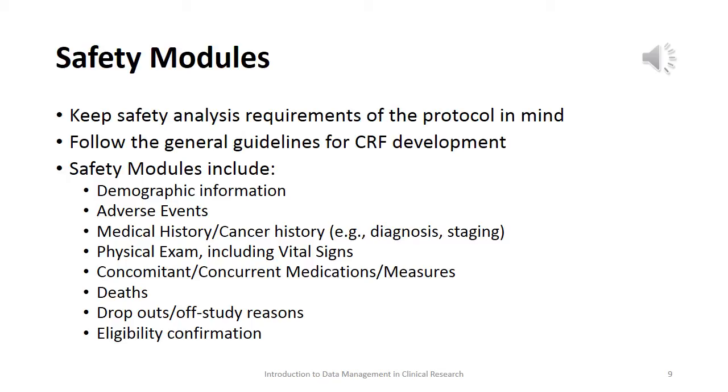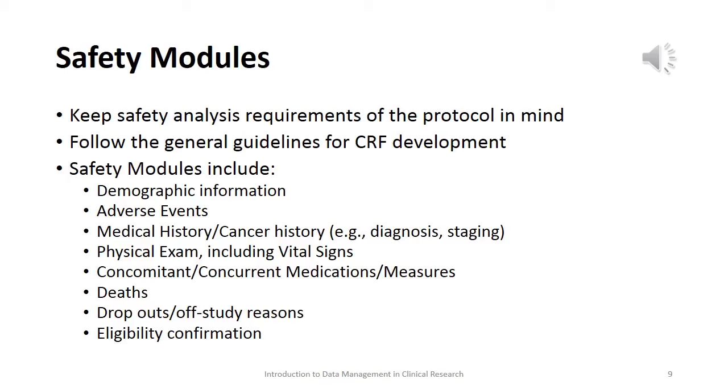That could be age, could be gender, could be the race of the individual, of the subject. Also adverse events. We're going to be collecting a lot of adverse events during the course of our trial, so those are going to be part of the safety modules. We're also going to have medical history that's going to be taken at the beginning of the trial, so we have a view of what the patient's medical baseline is.